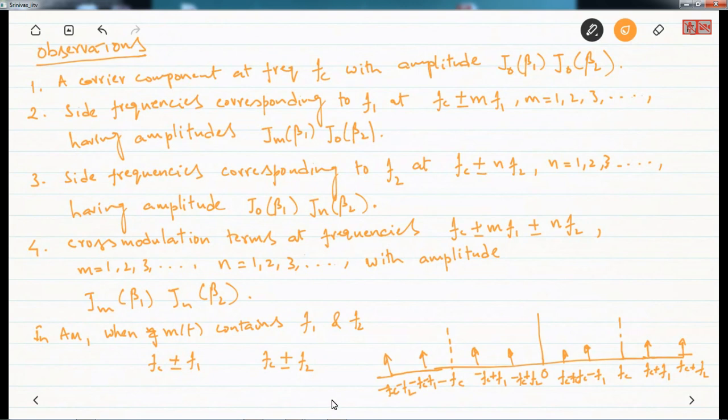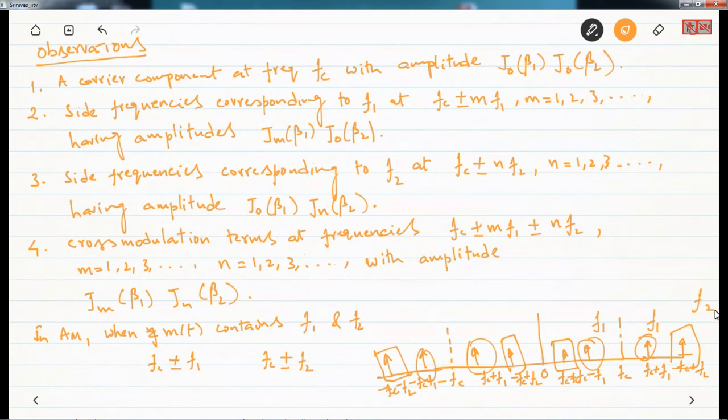So it's very clear in AM that you will have two side frequencies for f1, there are two side frequencies for f1 on the negative side, and there are other two side frequencies on the positive side for f2. So this is for f2.